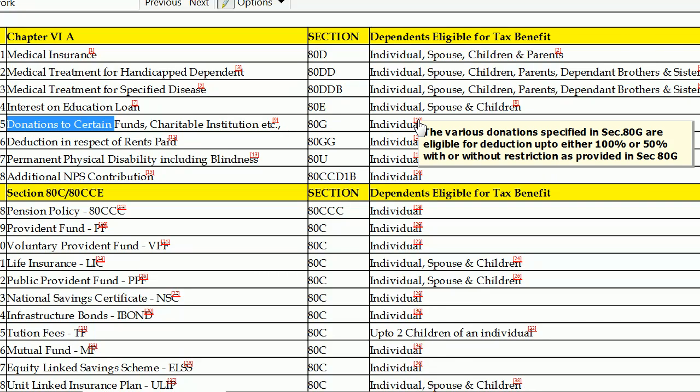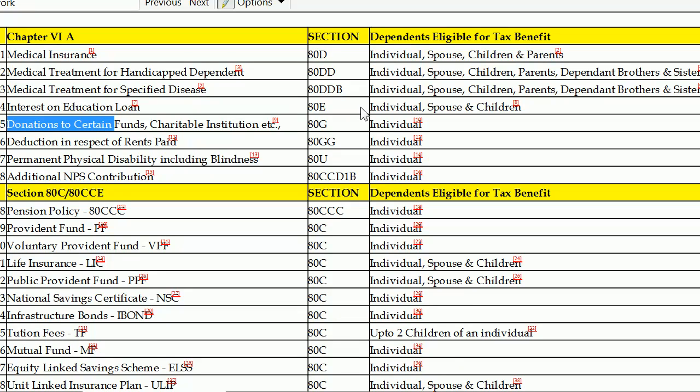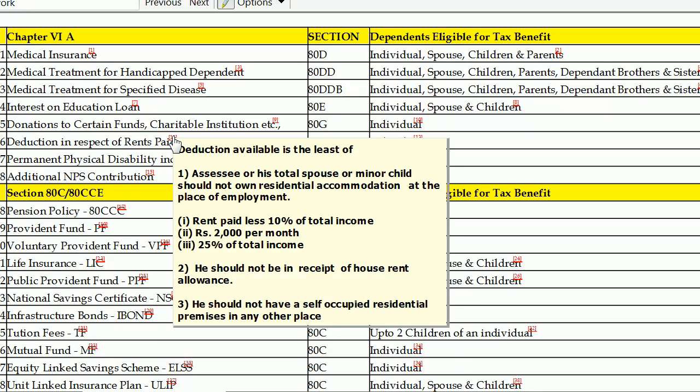The various donations specified in Section 80G are eligible for deduction up to either 100% or 50%, with or without restriction, as provided in 80G. Next, deduction in respect of rent paid will come under rent paid.